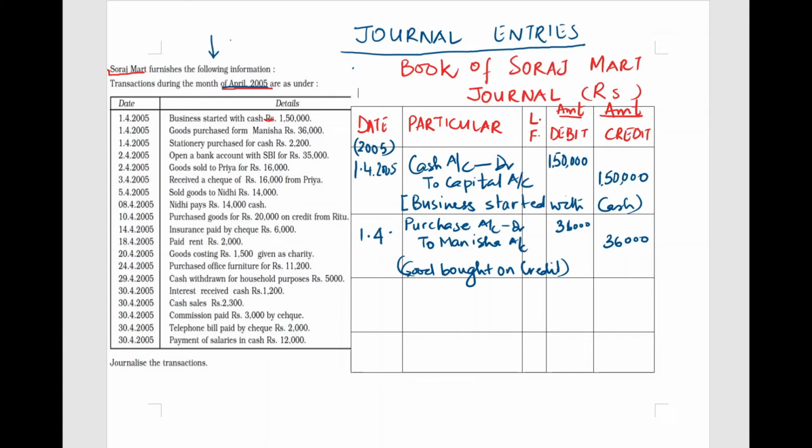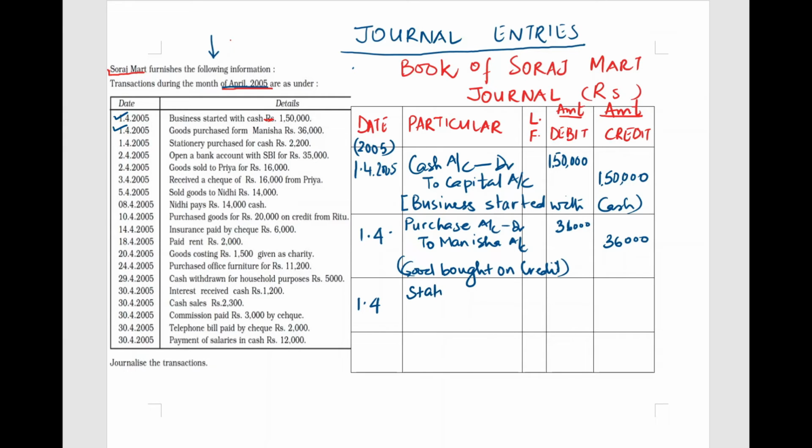Okay, goods bought on credit. I go to the third transaction, stationery purchased for cash. They have mentioned that they bought stationery for cash, 2,200. So again on 1st April, what's coming in?